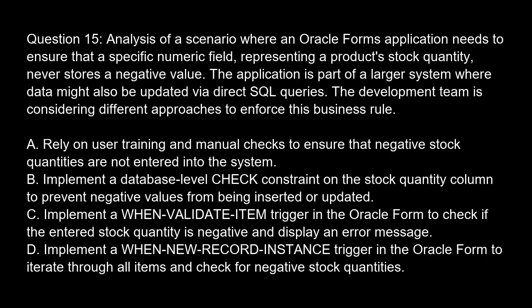Option A. Rely on user training and manual checks to ensure that negative stock quantities are not entered into the system. Option B. Implement a database-level check constraint on the stock quantity column to prevent negative values from being inserted or updated. Option C. Implement a when-validate-item trigger in the Oracle form to check if the entered stock quantity is negative and display an error message. Option D. Implement a when-any-record-instance trigger in the Oracle form to iterate through all items and check for negative stock quantities.